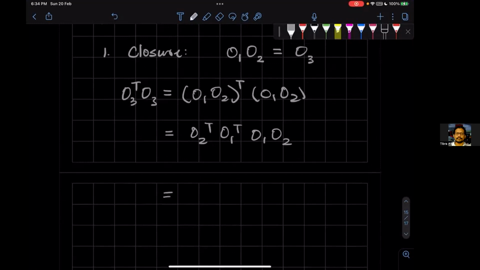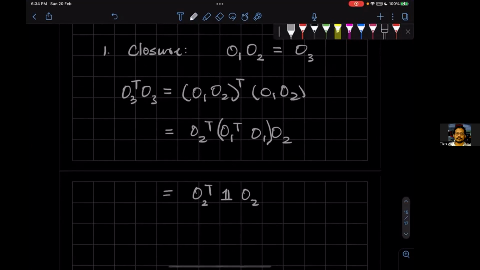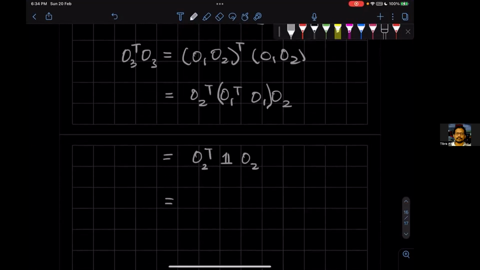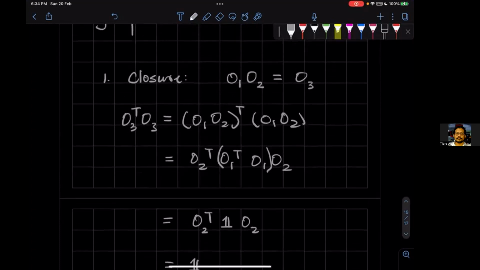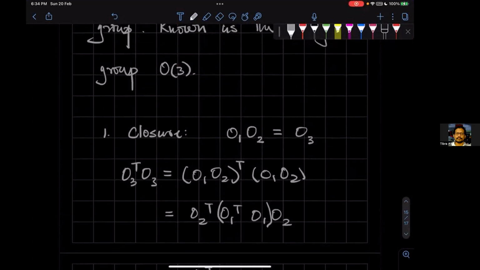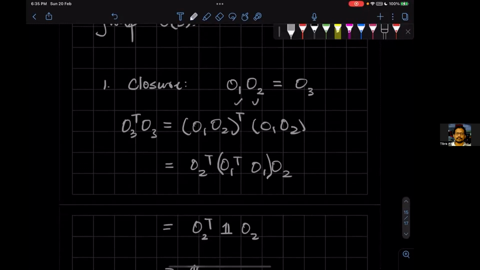But matrix multiplication, like group multiplication, is associative. So we can associate these two, and they are orthogonal matrices. So we get O2 transpose times the identity times O2. And then, because this is also orthogonal, we have the identity. So yes, if O1 and O2 are orthogonal, we see that O3 is also orthogonal, right? Okay.